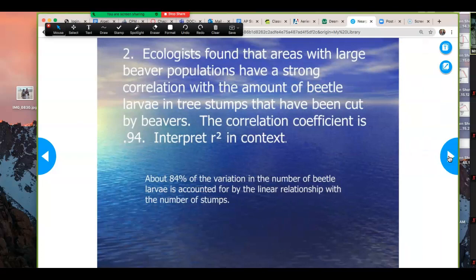Ecologists found that areas with large beaver populations have a strong correlation with the amount of beetle larvae in tree stumps that have been cut by beavers. The correlation coefficient is 0.94. Interpret r squared. So again, this one is going from r to r squared. How do you go from r to r squared? We square it. And you get 88%. I think that's the wrong number there. It should be 88%. So if you square 0.94, you get 0.88. 88% of the variation in the number of beetle larvae is accounted for by a linear relationship between the two values.